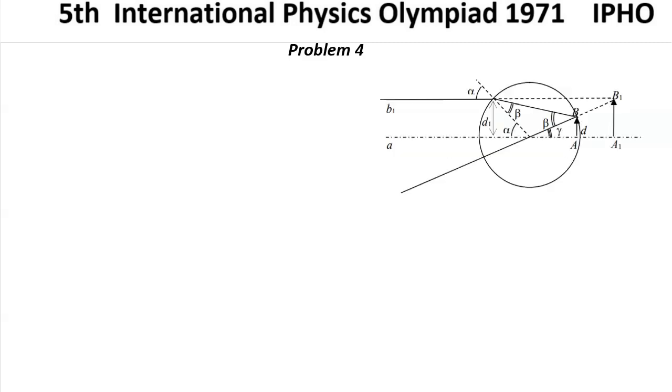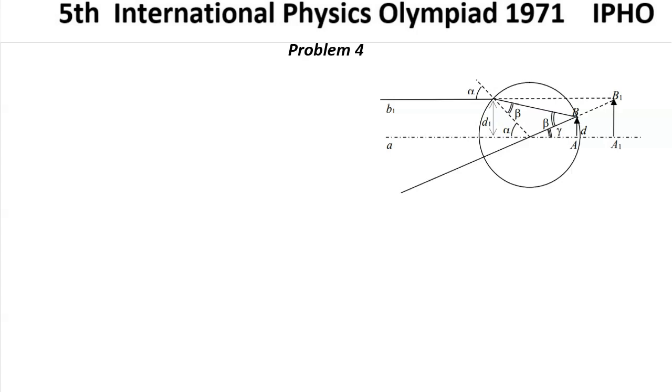Solution for problem number 4. So first we have to check what happened to the direct image of this fish when it's moving. After that, check what happened to the mirror image of this fish when it's moving, and after that compare them. So first let's check what happened to the direct image.